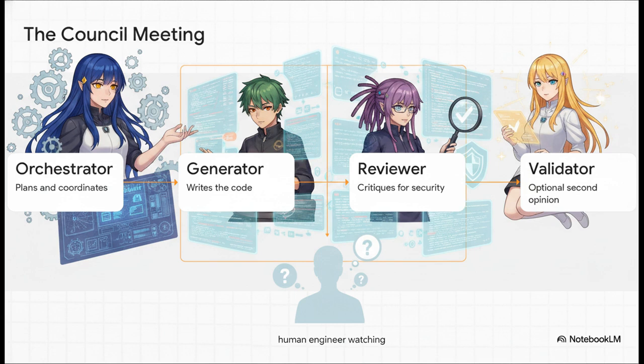First, the orchestrator, which is powered by a Gemma 4 model, plans out the task. Then the generator actually writes the code. Next, the reviewer critiques it for security flaws. And finally, an optional validator checks it over.